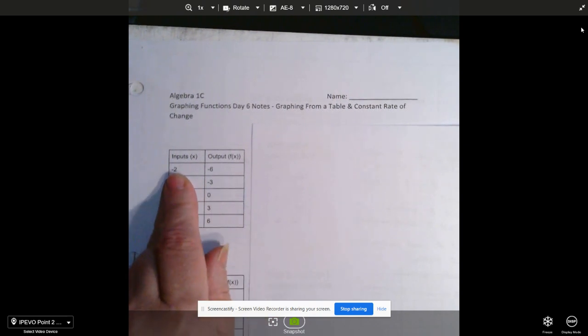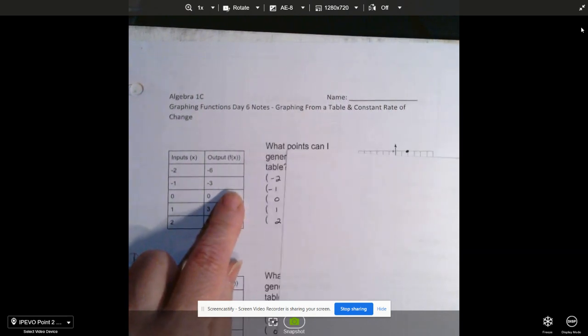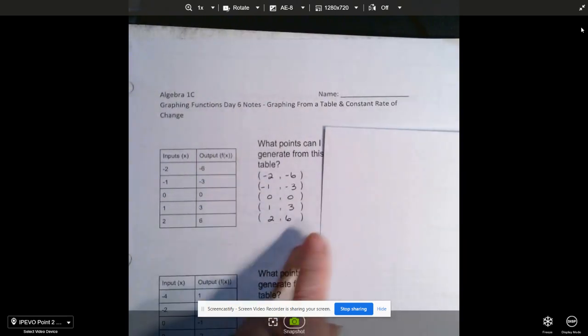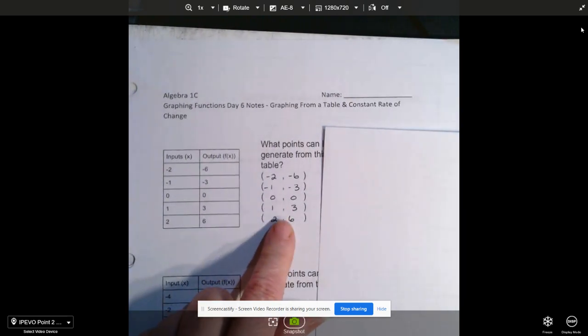Right, so day 6 notes, we're talking about graphing from a table and the constant rate of change. So here, for instance, is a table. And if you wanted to write this as ordered pairs, you could just write it as (-2, -6), (-1, -3), as you see here. So you can just write this table as a list of ordered pairs. This is your X's, these are your Y's. And then from there, you can just graph that.